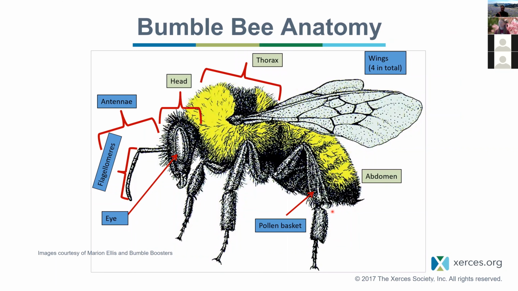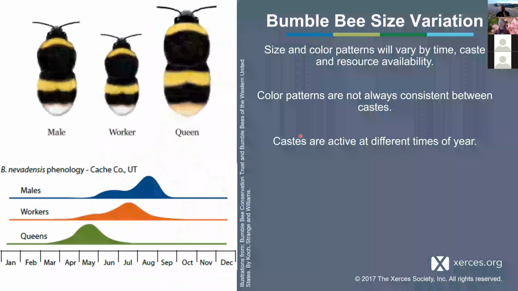Once you know that you have a bumblebee, now we need to start determining whether it's a male or a female. And bumblebees, like other insects, have 3 body parts. They have a head, a thorax, and an abdomen. And mostly we're going to be looking at the antennae, the hind leg, and the abdomen. Those are the body parts that we're going to look at to distinguish males from females.